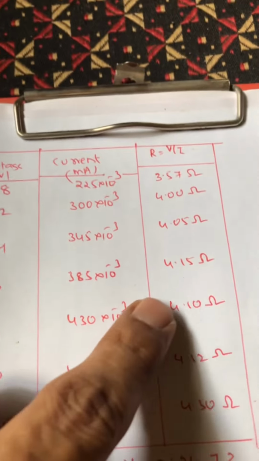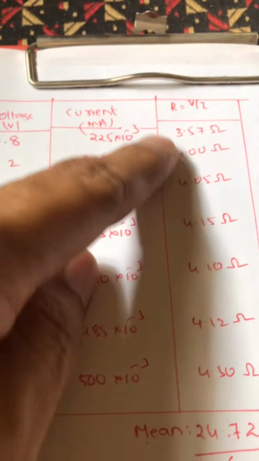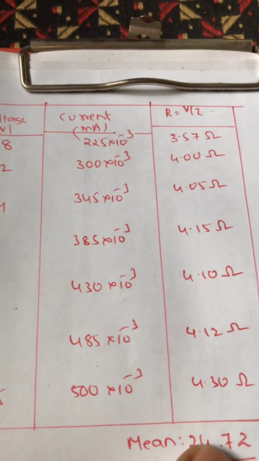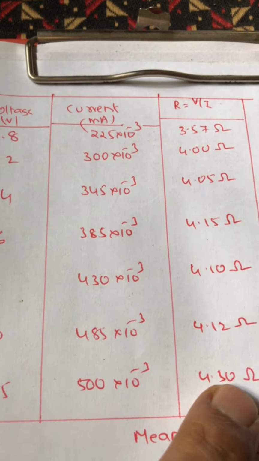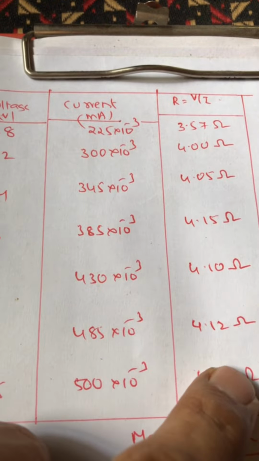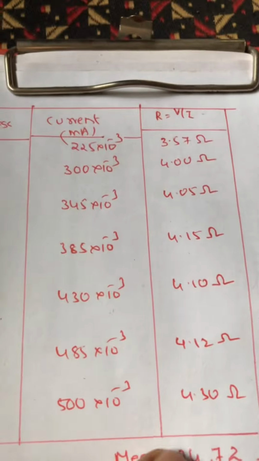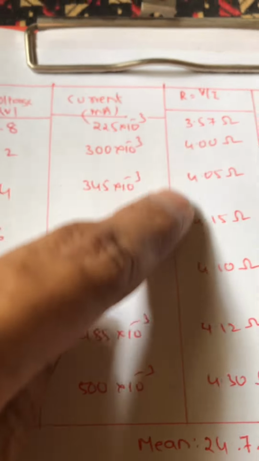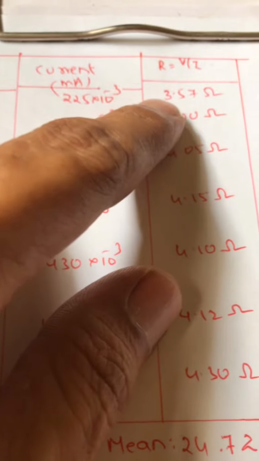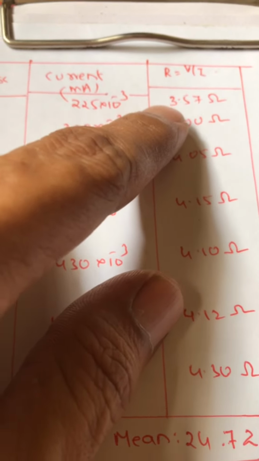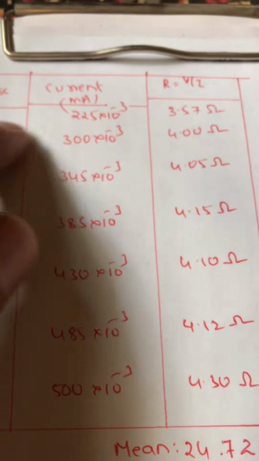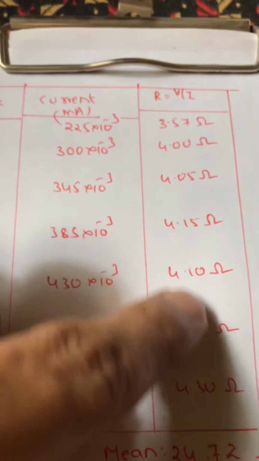Similarly, by doing all these calculations, we end up getting these values in the last column. Now you see the values 1, 2, 3, 4, 5, 6. All these 6 values are in the range a little above 4 ohms. But only 3.57 is a little out of range. So we can safely neglect that and we take only the bottom 6 readings.